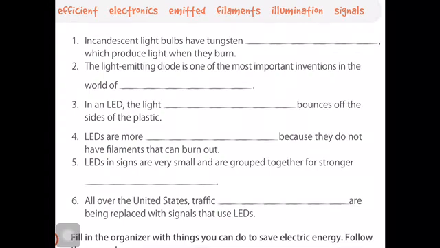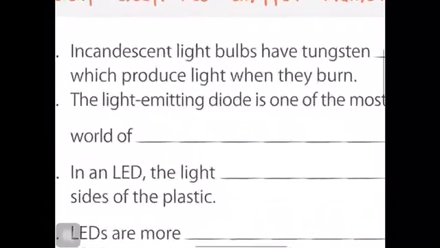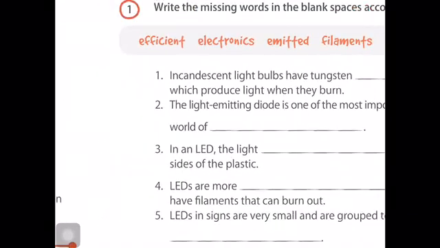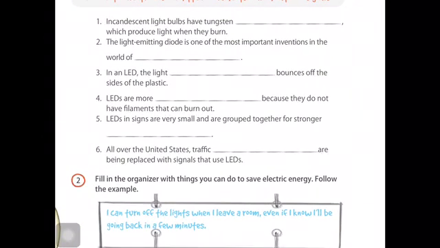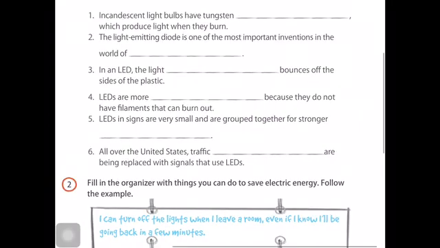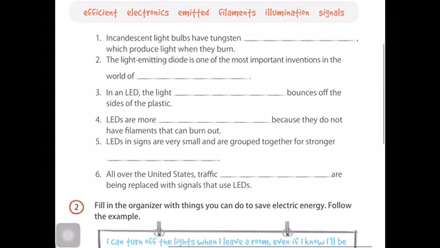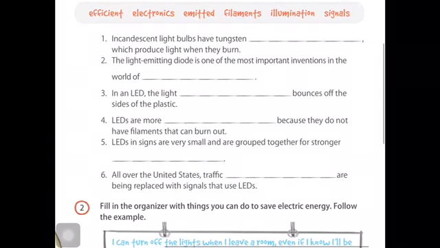Incandescent light bulbs have tungsten. Tungsten what? Tungsten is a material, is a metal, which produce light when they burn. Number 2, the light emitting diode is one of the most important inventions in the world. Light emitting diode is LED. Okay. Number 3, in an LED, look, light emitting diode, the light bounces off the sides of the plastic. Number 4, LEDs are more efficient because they do not have filaments that can burn out.